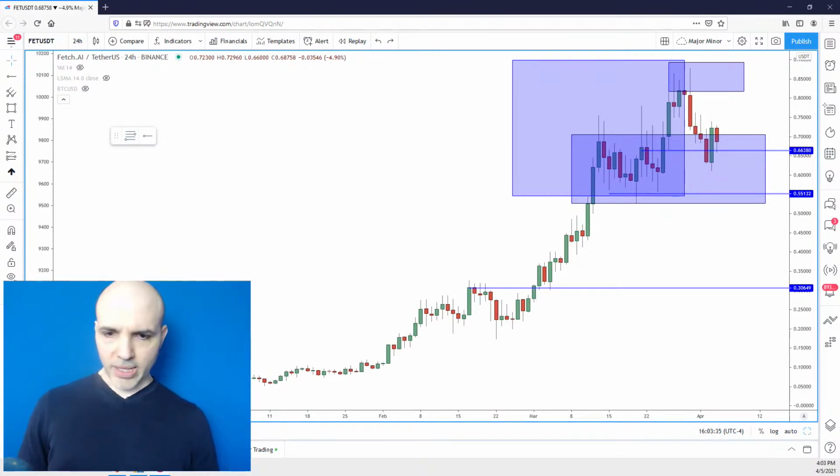I see Dogecoin in the TradingView chat. I'm going to get to that here. Let me just jump over here to this other chat real quick.